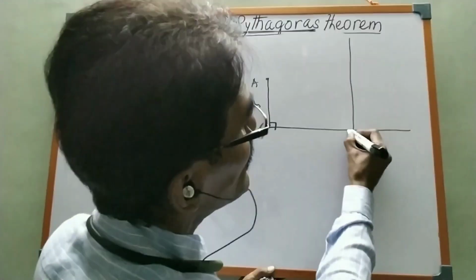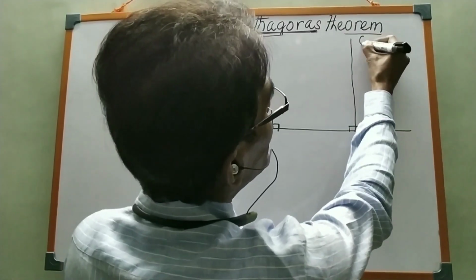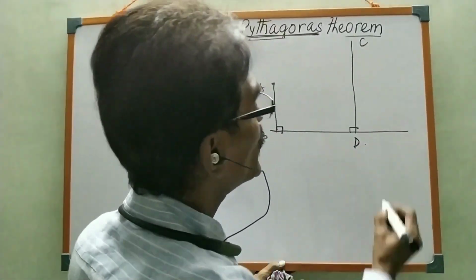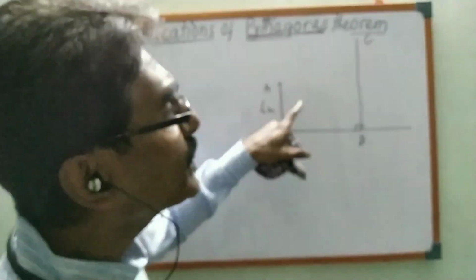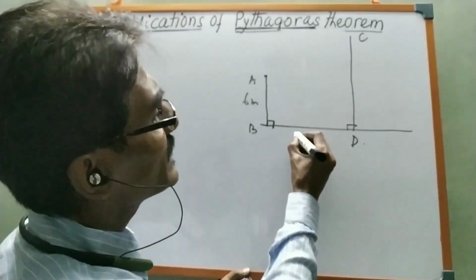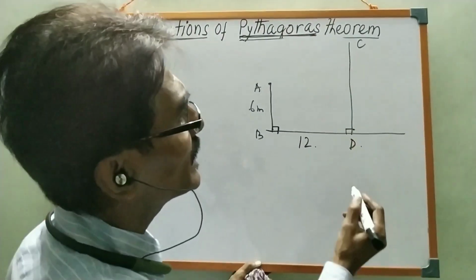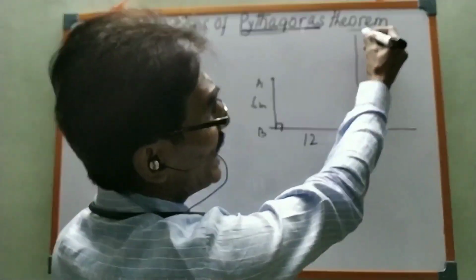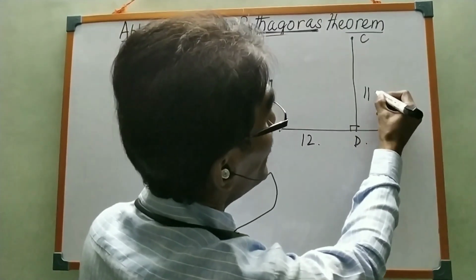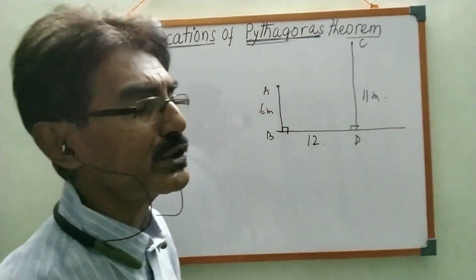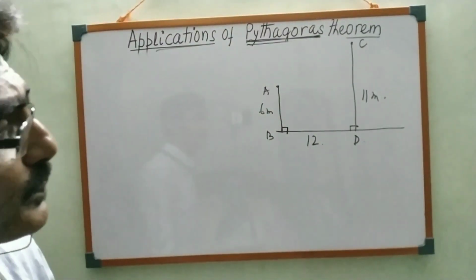The second vertical pole I am taking the name CD. Not only that, the distance between the foot of the vertical poles is given as 12 meter. The length of the second pole is 11 meter. So I repeat the question. The question is given in your book.